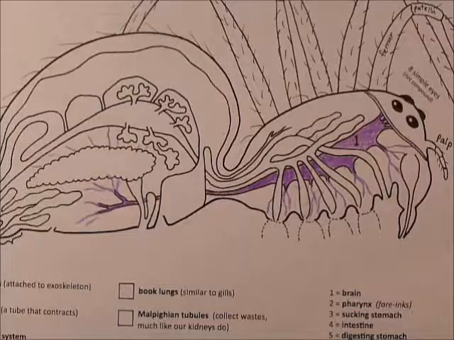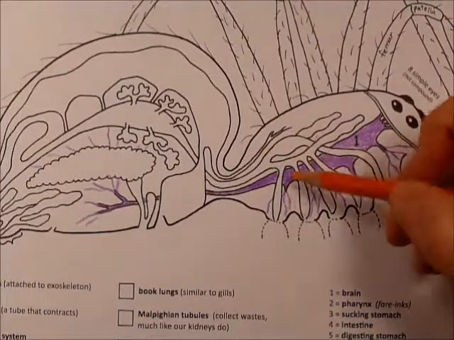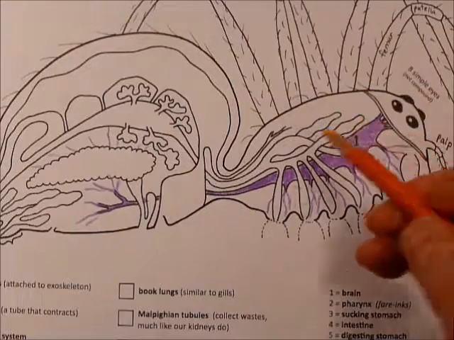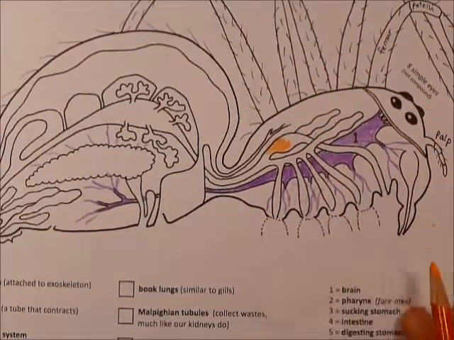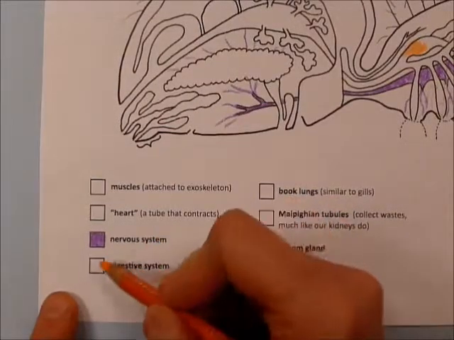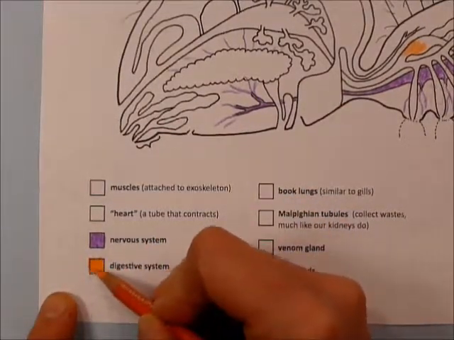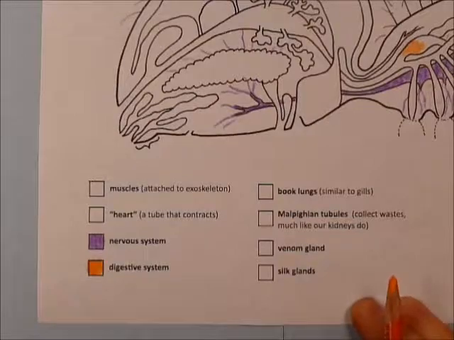Let's see, next let's do the digestive system. I'm going to use orange. I don't know why, but digestive system just seems orange to me. Doesn't matter what color you use, as long as we go down here into this box and we color whatever color you're using, make the digestive system that color.